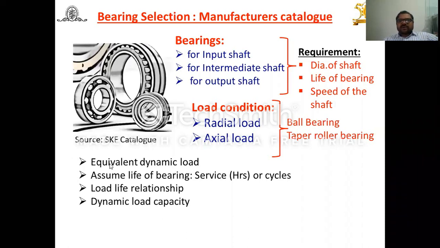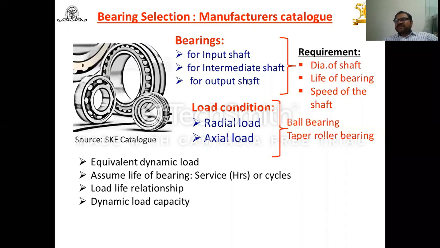For that purpose, first of all, find out the equivalent dynamic load. Equivalent dynamic load means P is equal to X F_R plus Y F_A. Here F_A and F_R you will get from the load calculations or from the force analysis, or if you would like to do the micro analysis, you can consider the weight of the gears and find out the radial load and axial load coming on the shaft. And once you get F_A and F_R, by using X and Y, the radial and thrust factors, you can find out the equivalent dynamic load and multiply it by this rotation factor.